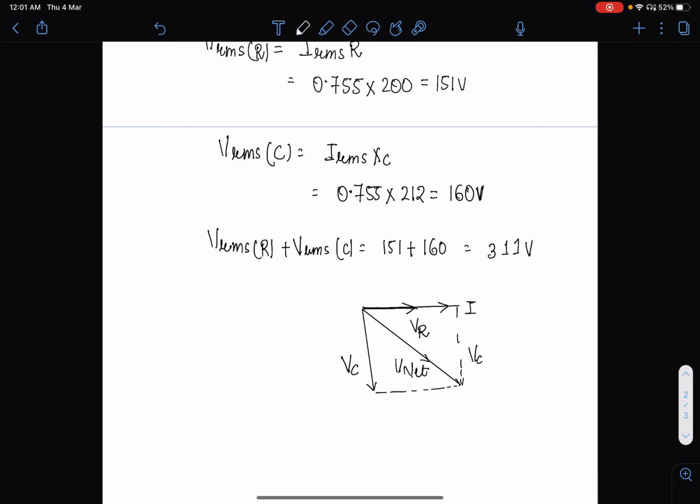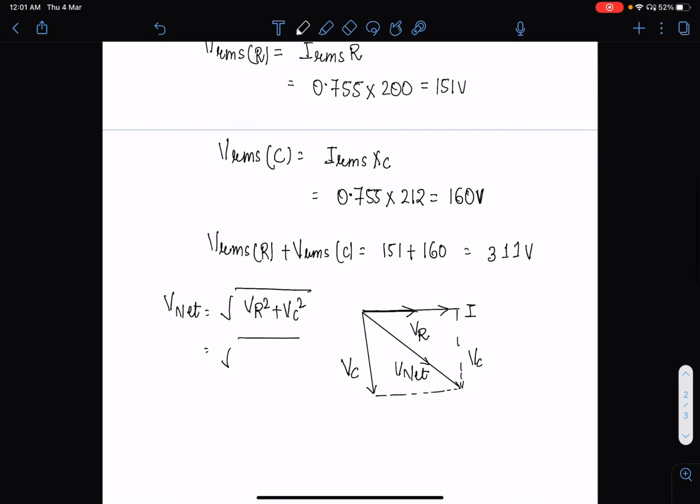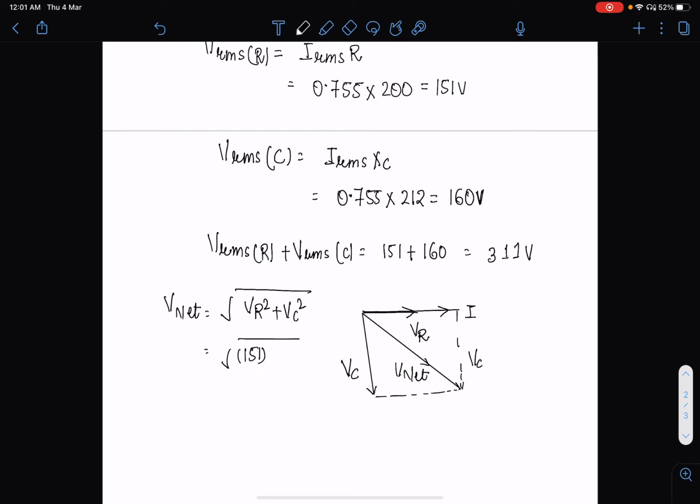If you calculate V net, V net is equal to under root of VR squared plus VC squared. So that can be written as under root of VR, which is the voltage RMS across the resistance, 151, so 151 squared, plus VC, the voltage across the capacitor, which is 160, so 160 squared. If you add these two, the result will be 220 volt, right?